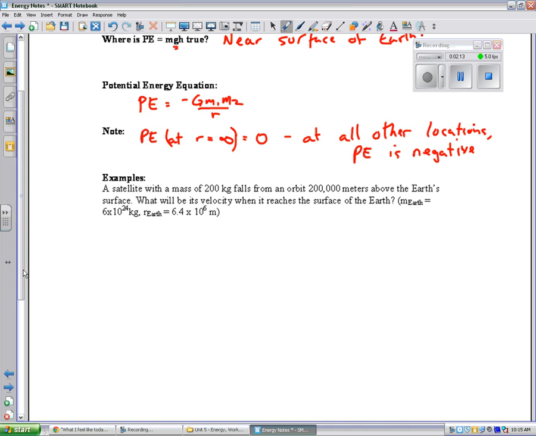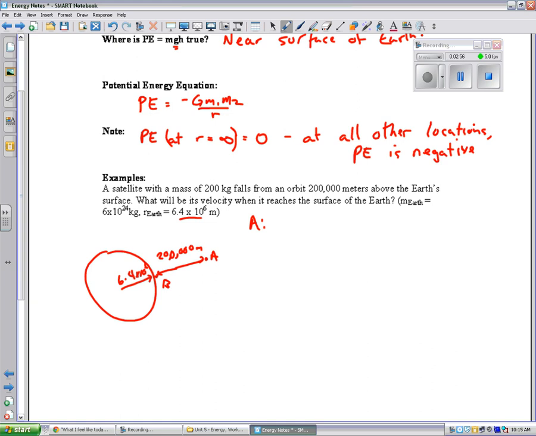So here's an example. A satellite with a mass of 200 kilograms falls in orbit 200,000 meters above the Earth's surface, and I want to know its velocity when it reaches the surface of the Earth. So I'm going to draw a little picture of this. Okay, here's the Earth. Now I know the radius of the Earth, this distance right here, is 6.4 times 10 to the 6. That's given right here in the problem. And then this thing is starting out here 200,000 meters farther away. So we're going to call this point A where it starts out, and this point B where it ends up.